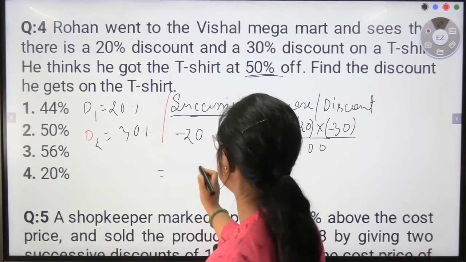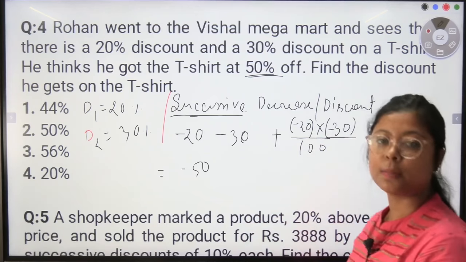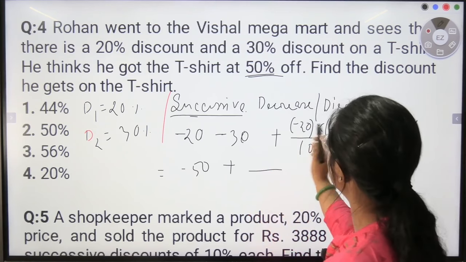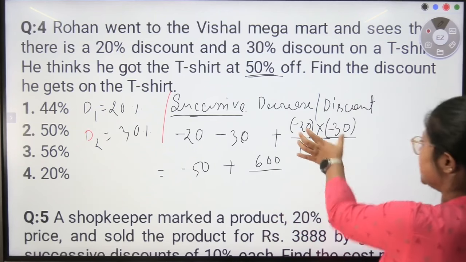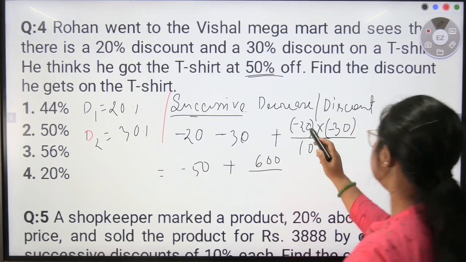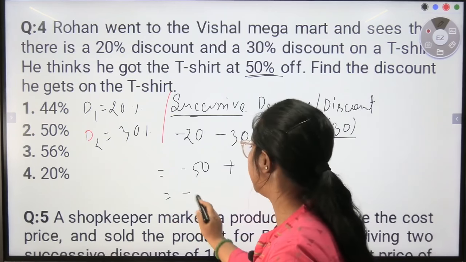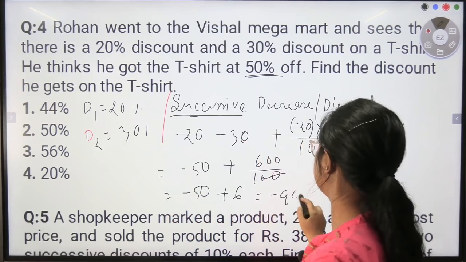So minus 20 minus 30 would give you how much? Minus 50, and minus minus will give you plus, and 20 into 30 is 600. My sign becomes plus, and 20 into 30 will give you 600 divided by 100. So minus 50 plus 6. So that means minus 44.